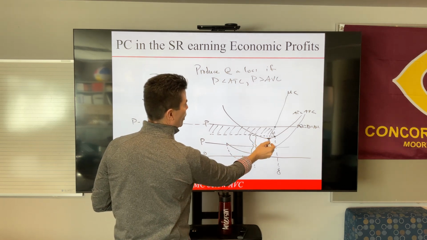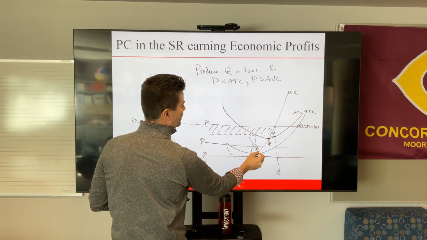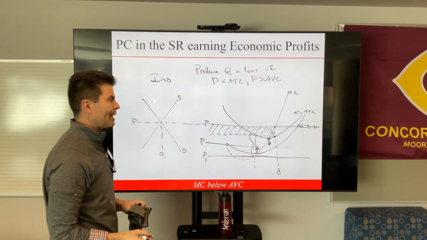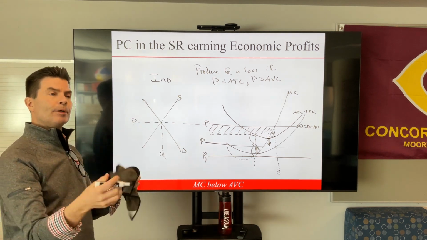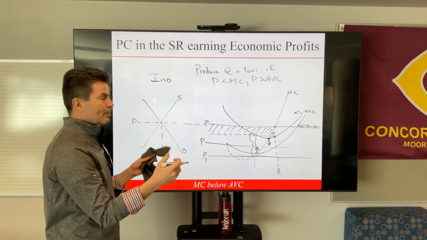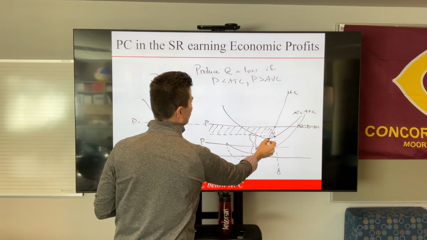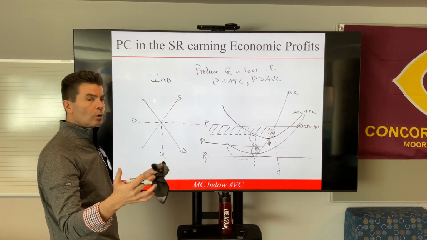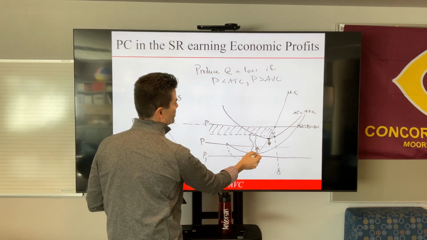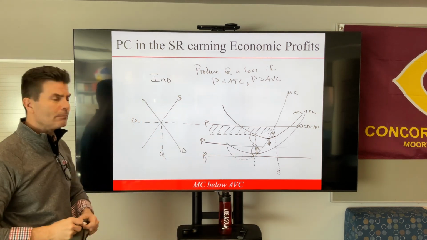Anytime your price is below the minimum of ATC and above the minimum of the AVC, you are going to produce, but you're going to produce at a loss. Right? Because anytime you go below the minimum of the ATC, you are losing money. And you can keep doing that as long as you are above the minimum of the AVC.